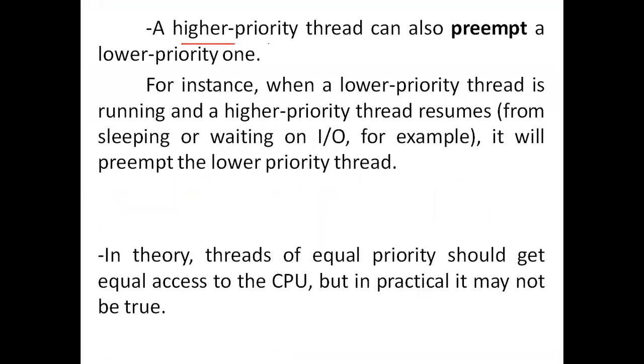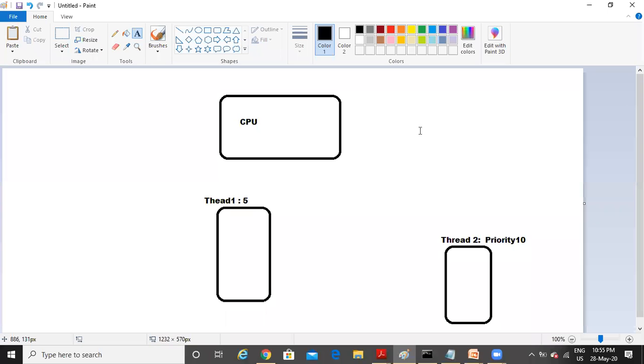Next, a higher priority thread can also preempt a lower priority one. What is the meaning of this? What is the meaning of preemption? Preemption means forcibly doing something. Let's understand that point by taking a simple example.